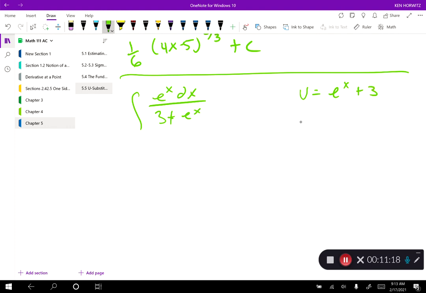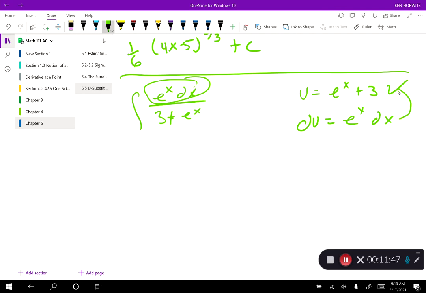when I do, I know that my next step is to do the derivative. The derivative of 3 is going to be 0, so I'm left with just plain old e to the x dx, which is what I have in my numerator. All right. If I started with e to the x as my u, I would wind up with e to the x as my du, and this 3 would just be hanging out there. So this way I take care of the 3, right, over here.